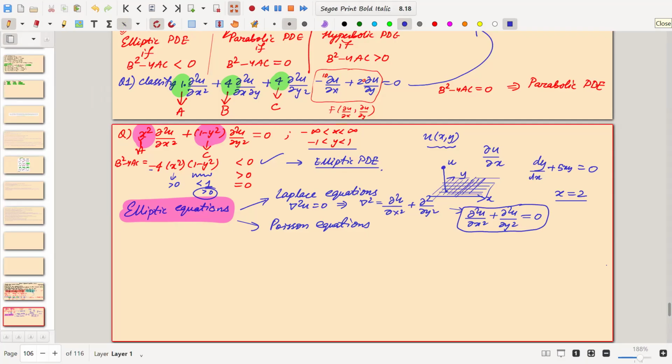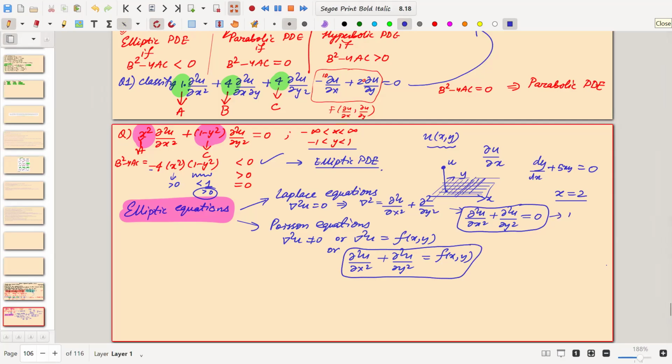What is the Poisson equation? The Poisson equation is nothing but the right hand side won't be 0. So the Poisson equation is like grad squared u not equal to 0. That means grad squared u will be some function of x and y. Dou 2u by dou x2 plus dou 2u by dou y2 equal to f of x comma y. So this is known as a Poisson equation.